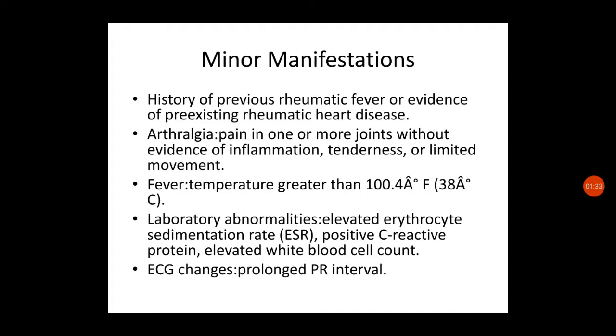So we can notice fever, and other laboratory abnormalities can be seen like ESR level will be elevated, erythrocyte sedimentation rate, positive C-reactive protein, elevated white blood cell count, and ECG changes can be noted like prolonged PR interval. So these are the minor manifestations or minor criteria according to Jones' criteria.